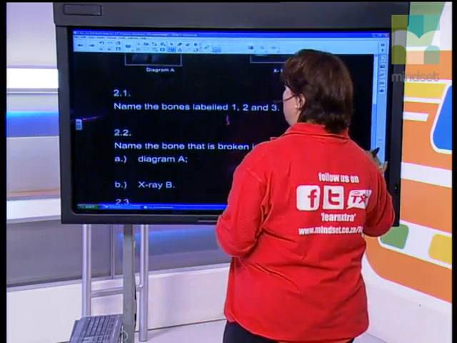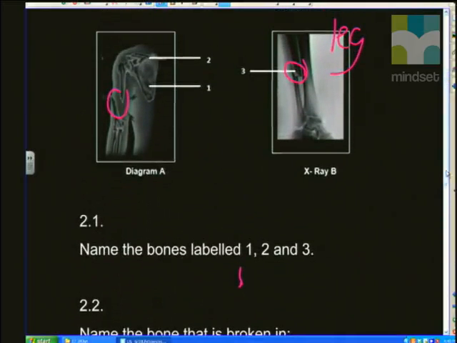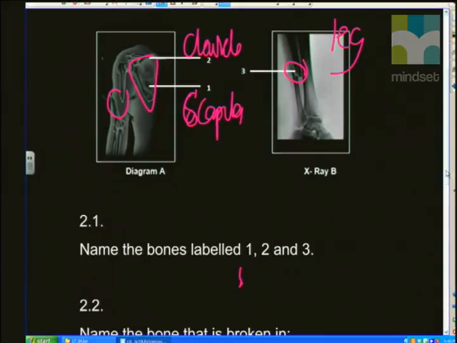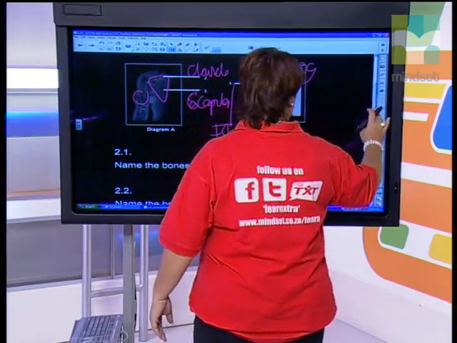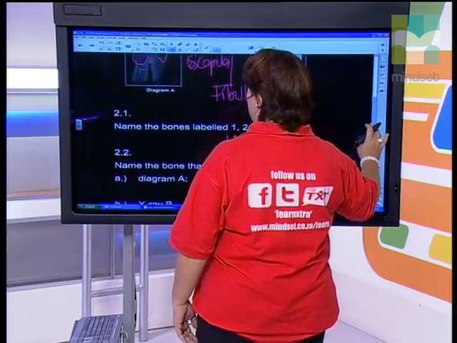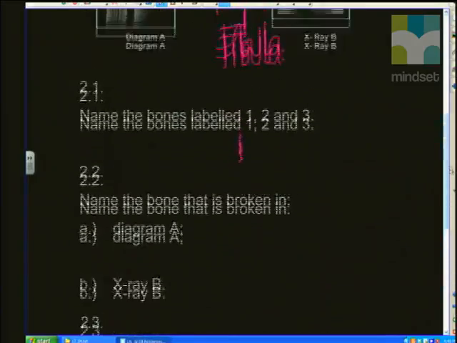First question, very simple. Name the bones labeled 1, 2, and 3. 1 is my clavicle, that's my shoulder bone. Number 2 I can see is my scapula. Now remember, when we get to the leg, the bigger one, that's the shin, that's my tibia. So the thinner bone to the side is going to be my fibula. So just by knowing the skeleton, an X-ray is going to be exactly the same. Name the bone that is broken in diagram A.